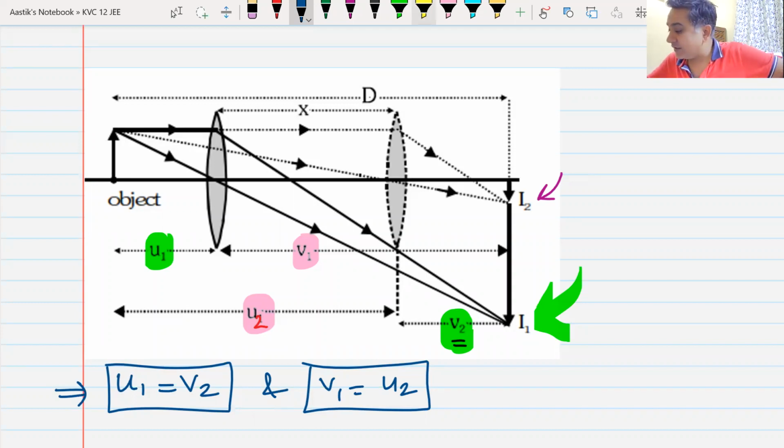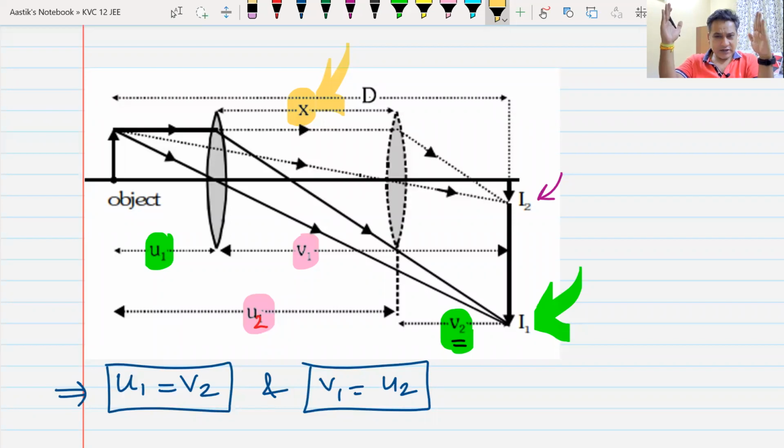Here there is one more thing that comes into the picture, this x. Now whenever you are going to do this experiment, you are going to move this convex lens. Your object will be fixed, your screen would be fixed. The only thing that you are going to move is your lens. So you will move your lens to one position and you will get the image on the screen. Then you will be moving your lens to the next position to get the image once again. That x you will be moving on a scale, so you can measure the value of that x.